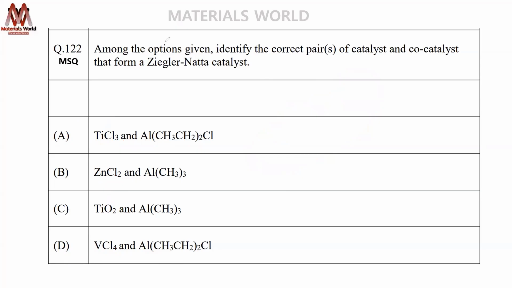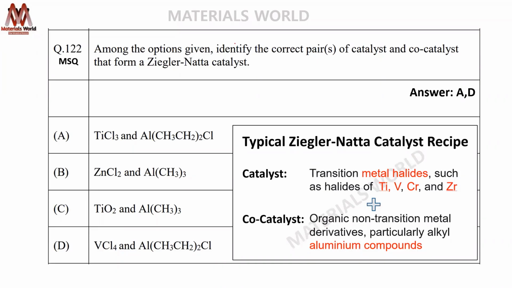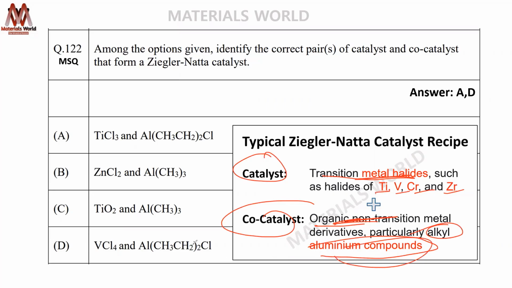Even if you don't remember, you can use common sense and find the answer. The answer is A and D, and here is the recipe. Basically, you have a catalyst, which is a transition metal halide like titanium, vanadium, chromium, zirconium. And as the co-catalyst you use an organic non-transition derivative like aluminum compounds, alkyl aluminum compounds. Here you are using the same alkyl, and the metal here is aluminum. So A and D.